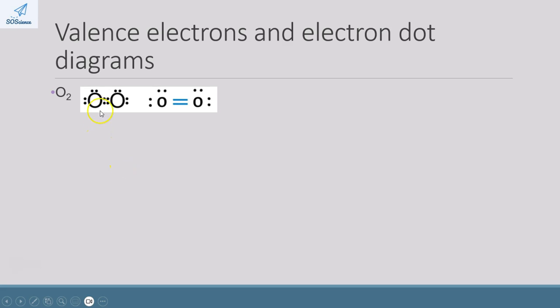So here we can see that with the aid of a double bond, each oxygen atom has 8 valence electrons around it. And note that one of the pairs of each oxygen that's not involved in bonding moves to the end, and then the other pair can either go to the top or to the bottom.